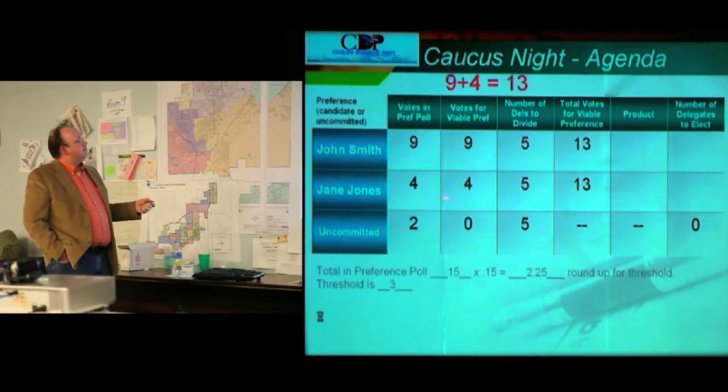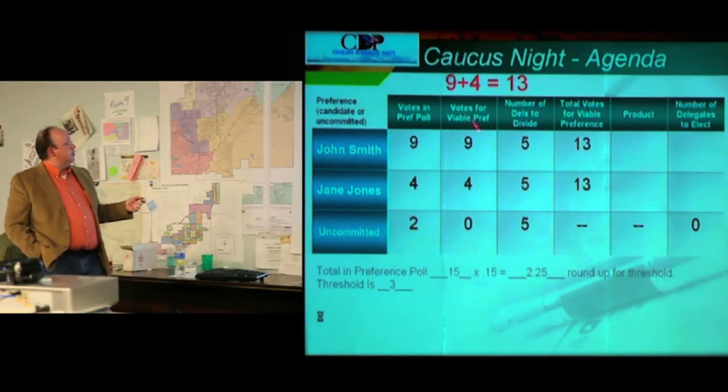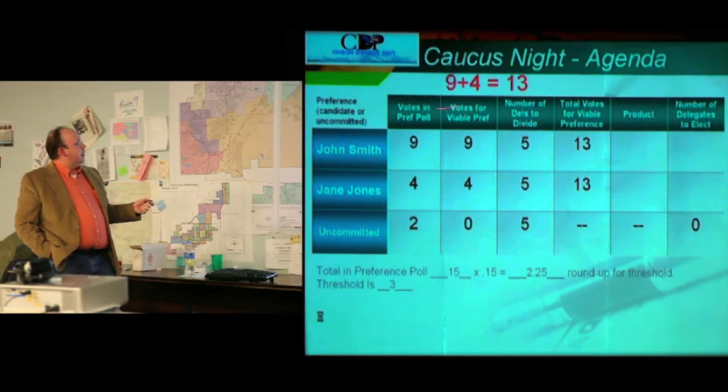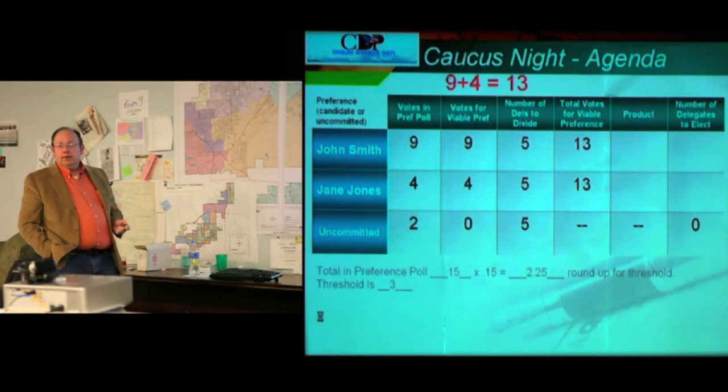And we have to add up the total number of votes for just the candidates who were viable. In this case, we ignore these 2. That's why we have this column. So 9 plus 4 is 13. So the total votes for a viable preference in both of these will be 13. It'll be all the same all the way down. Okay? Everybody following so far?